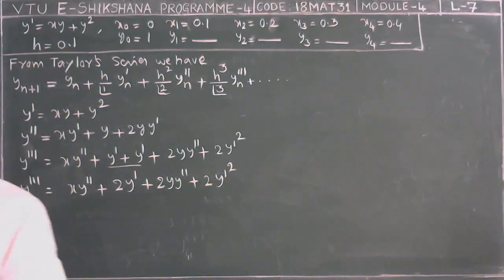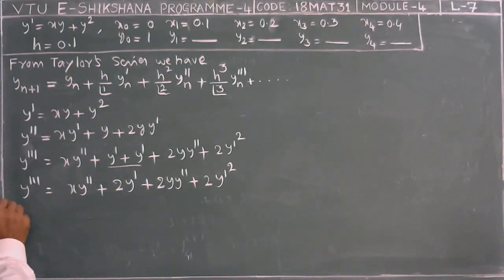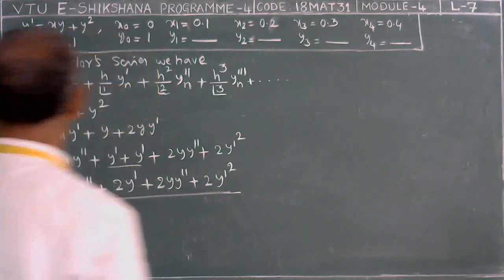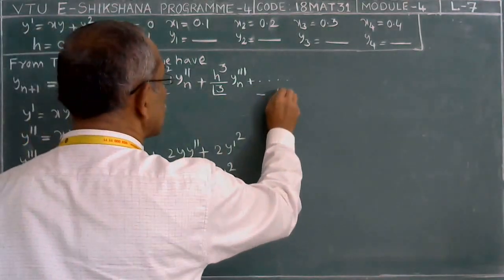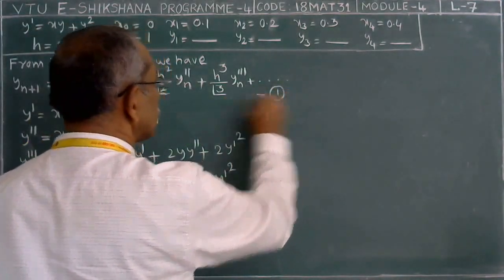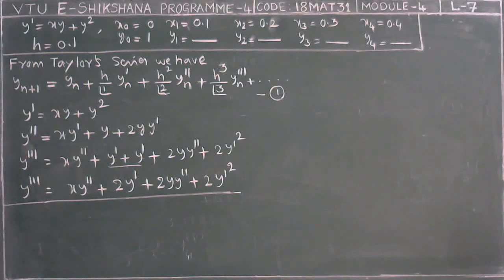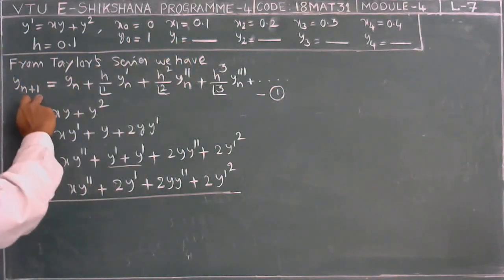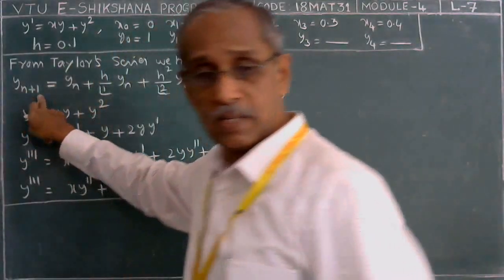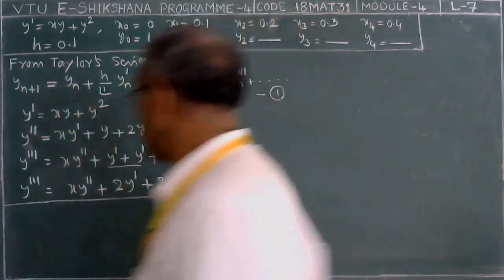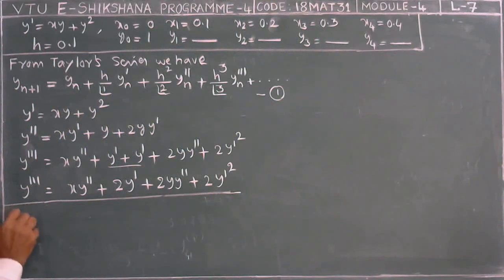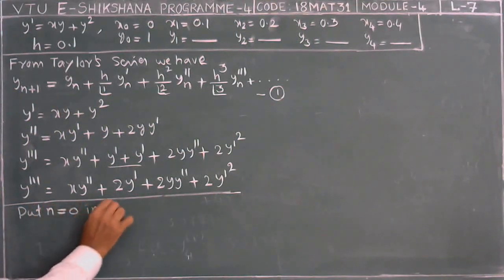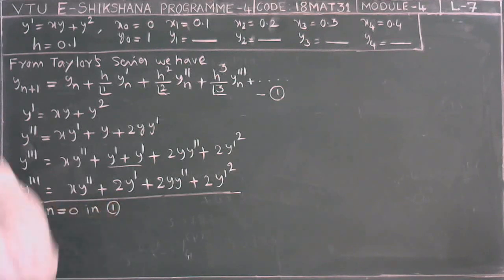Okay, so I just put a line here. Now call this as equation number 1. Now to get y1, I have to fix n equal to 0 in relation 1. So put n is equal to 0 in the relation 1.